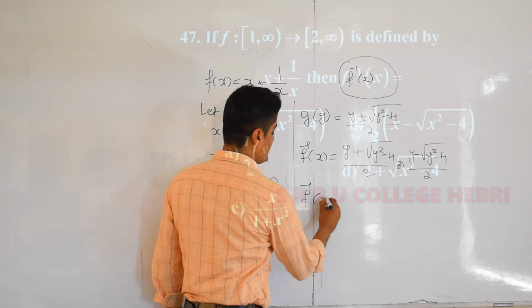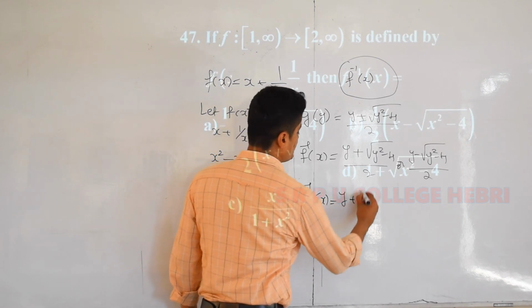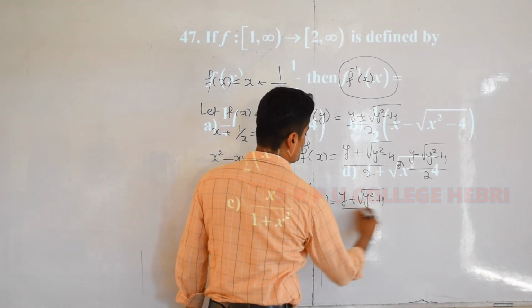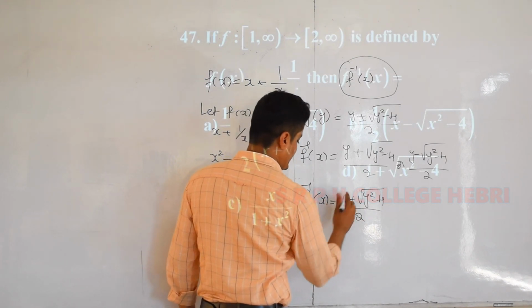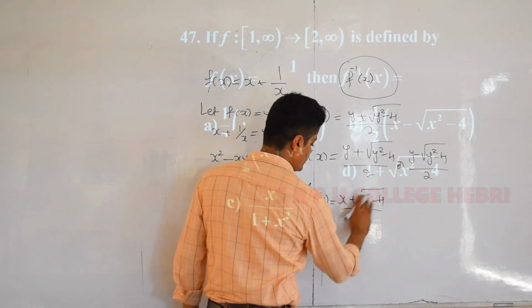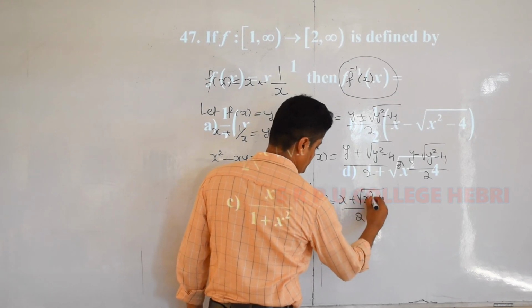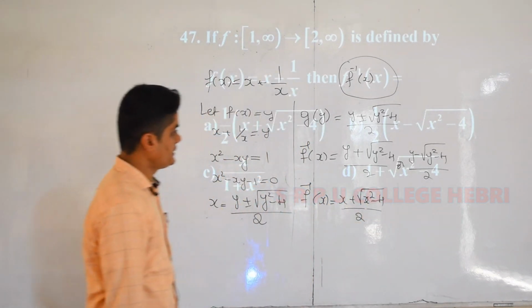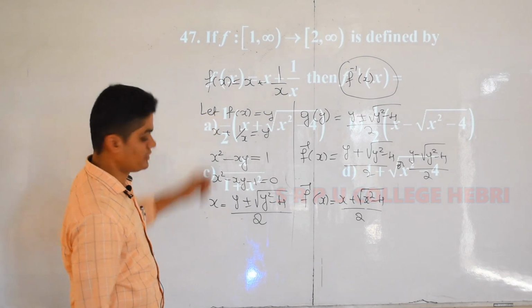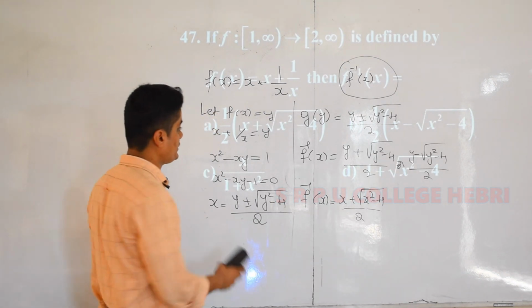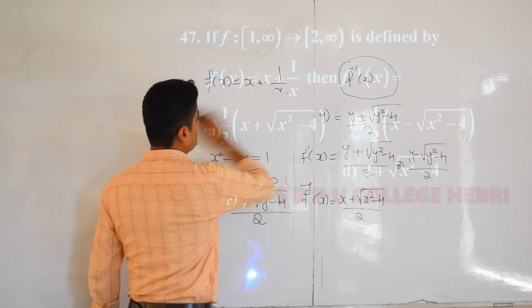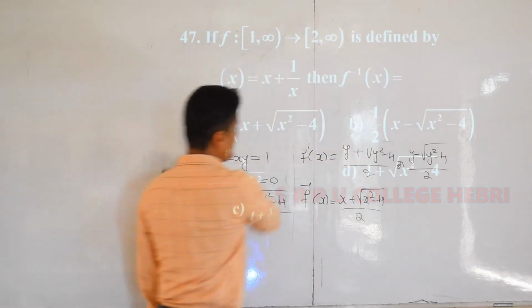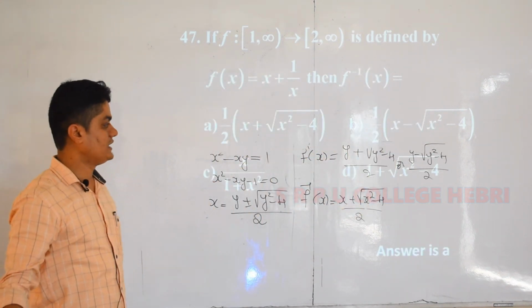The right answer is f inverse of x is equal to y plus root of y square minus 4, divided by 2. Since we want to write in terms of x, you can replace all of this by x. Not an issue. Compare and tell me which option it is. So 1 by 2 into x plus root of x square minus 4. So which option is that? Option A. So the answer is A.